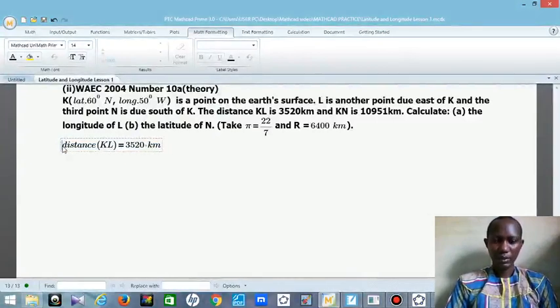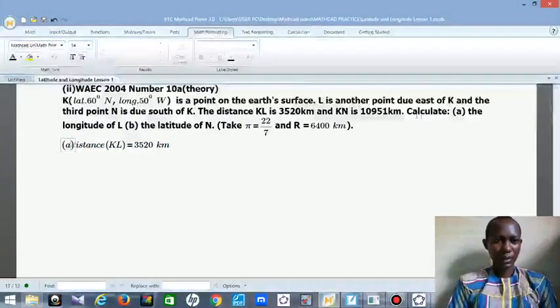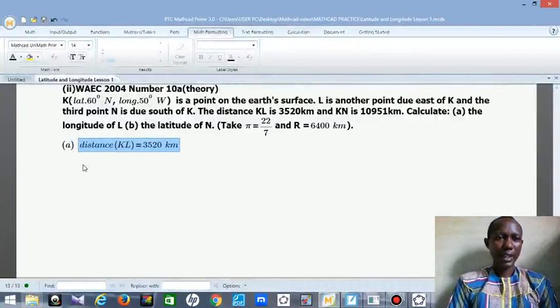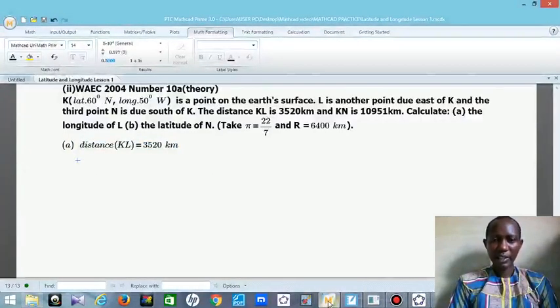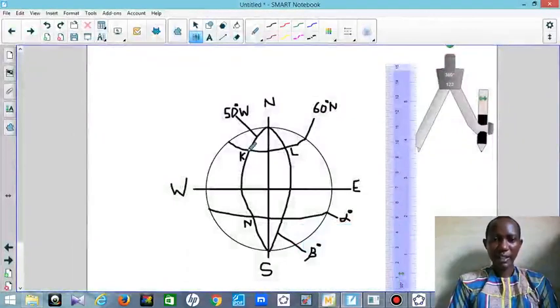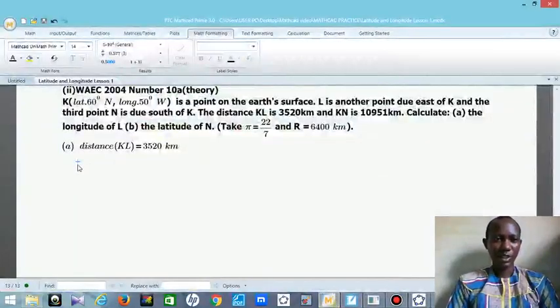Sorry, let me number it. Okay. So this is the calculation for A we are doing now. So distance KL is this, and for our distance formula, take note, KL is standing on a small circle. So our distance formula we are going to use is the small d.